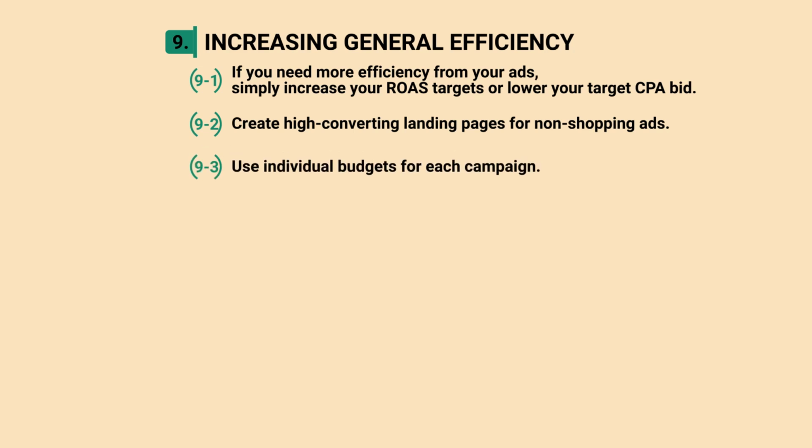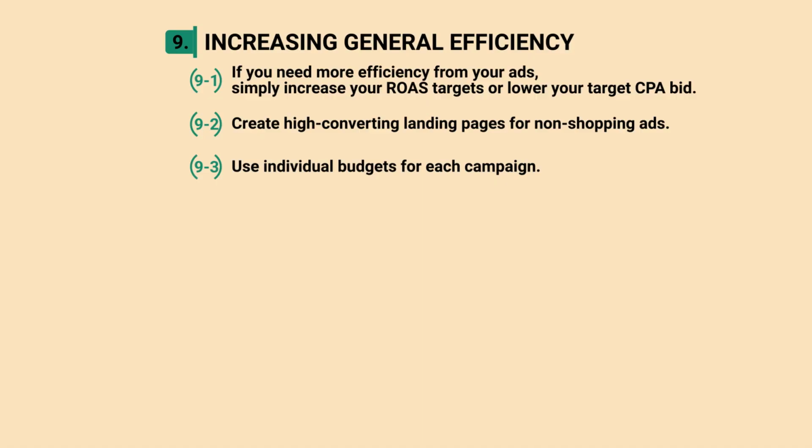Use individual budgets for each campaign. An exception is when you have an intentional strategy for shared budgets, such as grouping your high-performing campaigns with their own budgets, so low performers do not take ad spend from it.